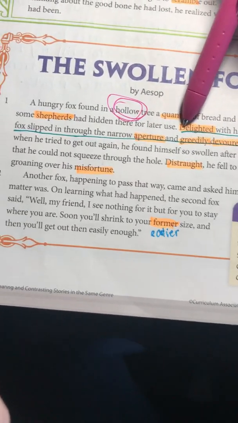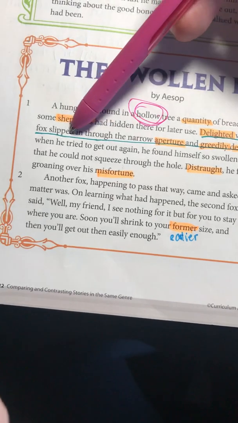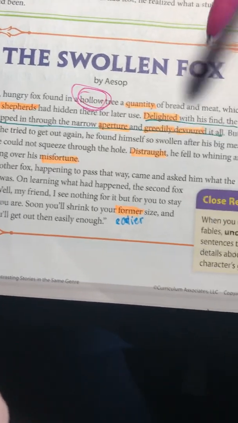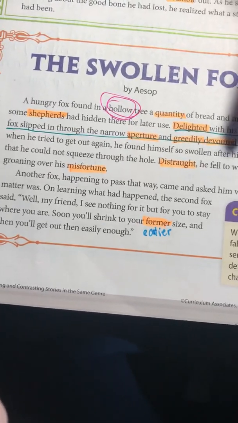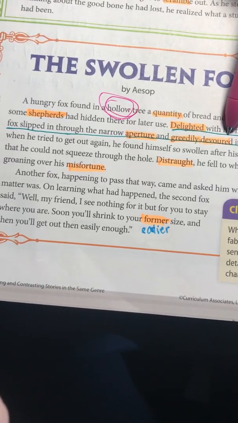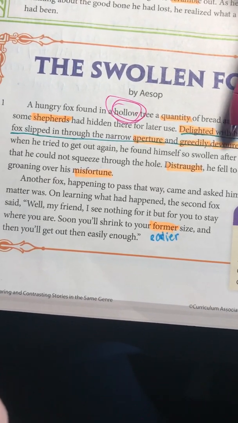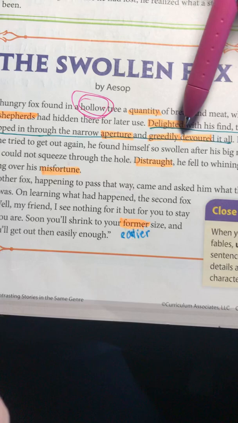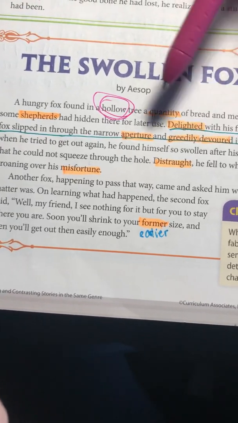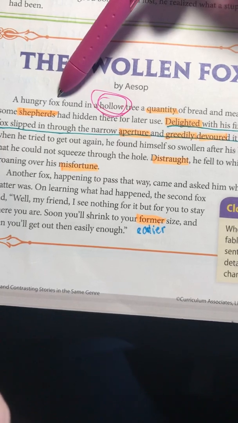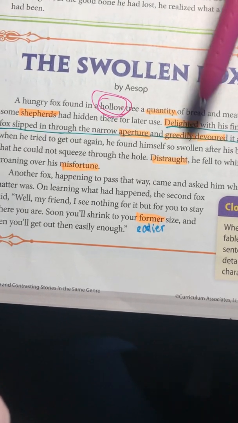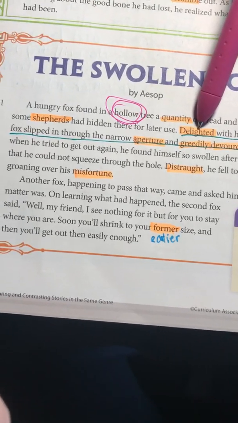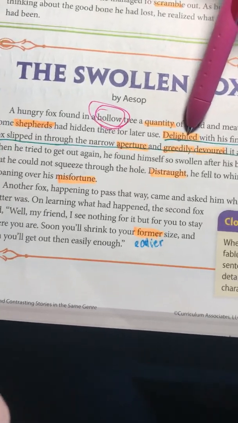Let's go back to the story. Delighted with his find, the fox slipped in through the narrow aperture and greedily devoured it all. I thought this sentence was full of words, and I also thought this sentence was an example of the animal's greed. I like delighted. What does delighted mean? Well, does it have a negative or positive connotation? You can imagine he's a hungry fox and he found food. We're thinking that he's happy. This word is definitely a positive sort of word. And delighted means with great pleasure.